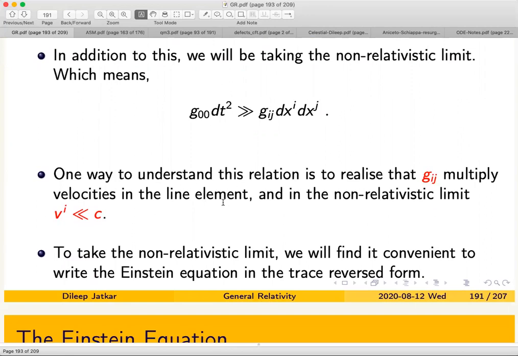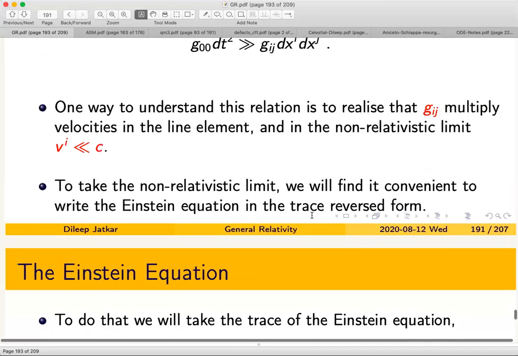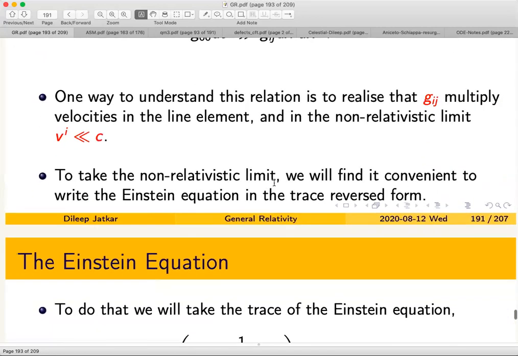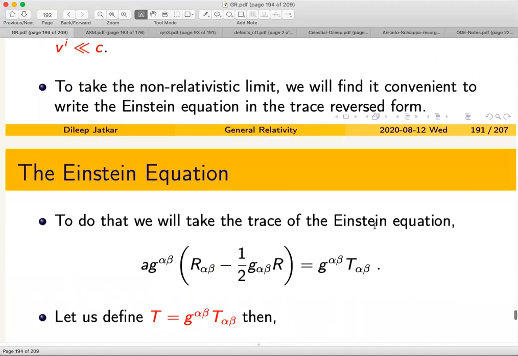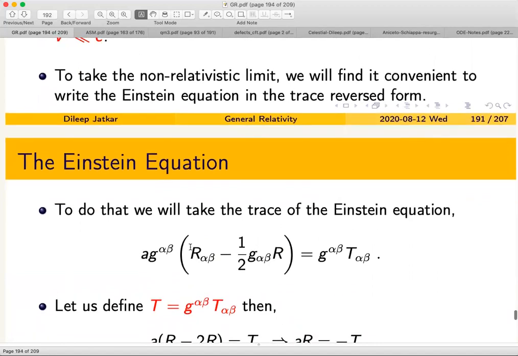Now if you want to take this limit, it is convenient to write down the Einstein equation in a slightly different form, which is typically referred to as the trace reverse form. So we'll go through that trace reverse formulation. It is just convenience; you don't have to do this. You can work with the original Einstein equation also. Trace reverse form just corresponds to the statement that you write down the Einstein equation and take a trace of it. That means you contract these indices, which just means you multiply by g^αβ.